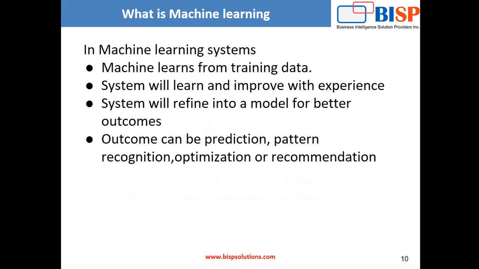The second important thing with respect to machine learning systems is that the system will learn and improve with experience. The system will refine into a model for better outcomes. What is the use of this large amount of data? Why are we doing machine learning? We are analyzing large amounts of data for finding a pattern, for optimizing, for recommendation, for predicting.